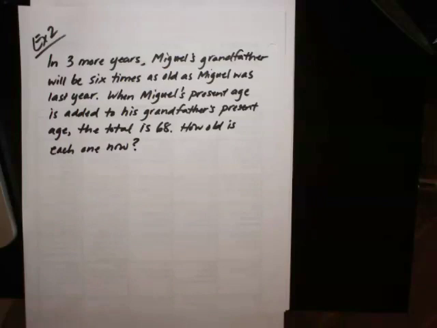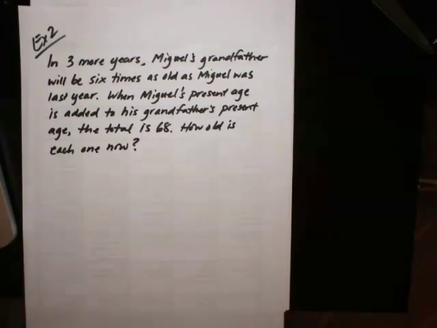In example 2, this is a story about Miguel and his grandfather. In 3 more years, Miguel's grandfather will be 6 times as old as Miguel was last year. When Miguel's present age is added to his grandfather's present age, the total is 68. How old is each one now?